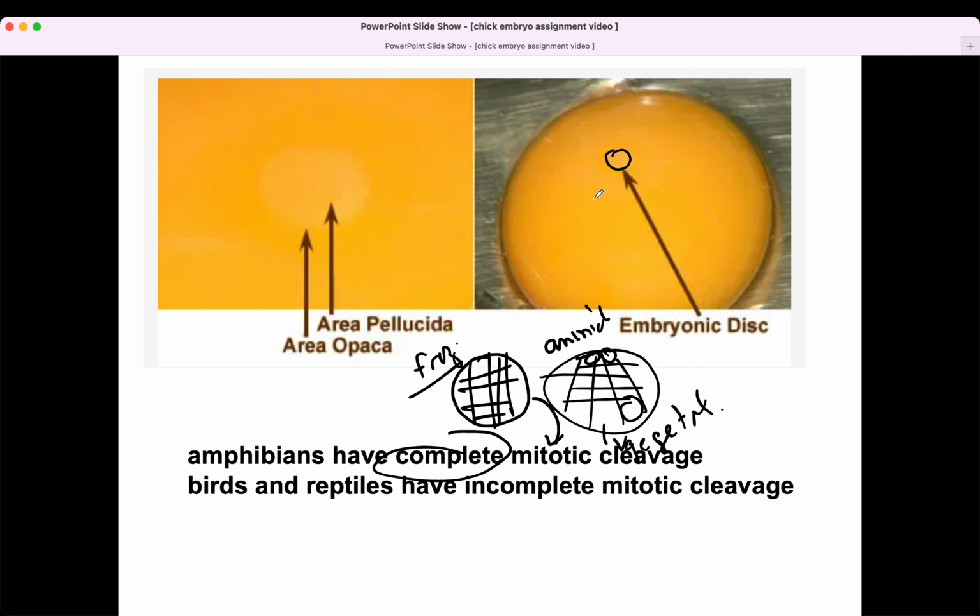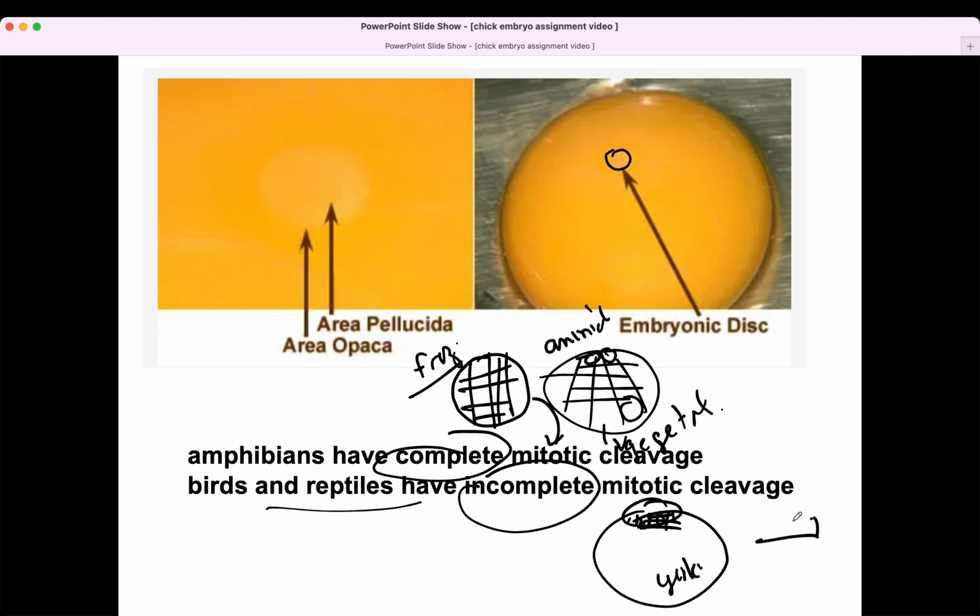The chicken egg is just so gigantic. That's one chicken egg cell that's just been stocked full of nutrients and regulatory factors, maternal factors. And as a result, birds and reptiles have incomplete mitotic cleavage. And so what happens there is that it just can't cleave down into this yolk region, and so it forms a series of very small cells up on this surface that develop into a disc-like shape, like that.